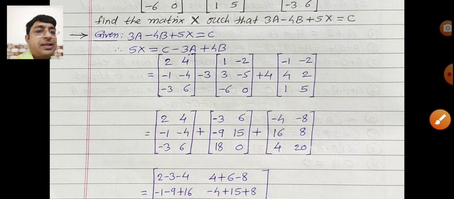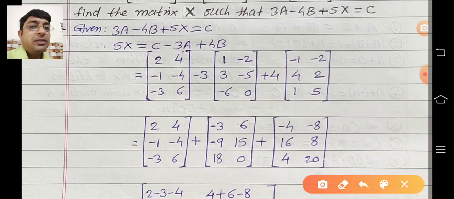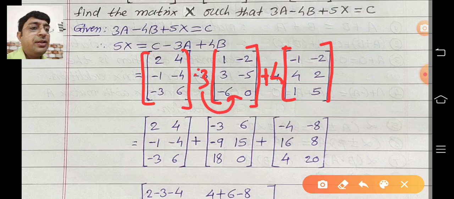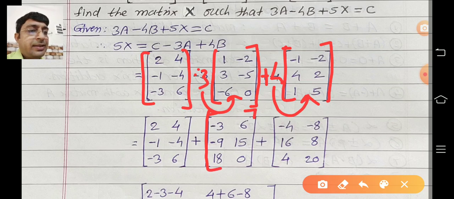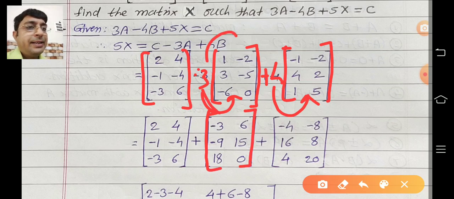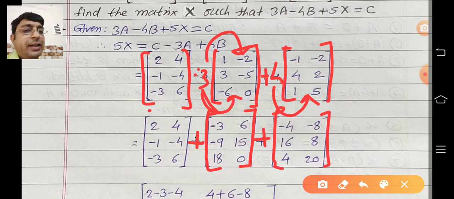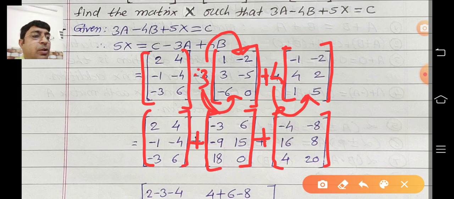Now substitute the matrices. Now matrix C is here, minus 3 into matrix A plus 4 into matrix B. So first of all we are doing the scalar multiplication here by 3 and here 4. We are getting the two matrices here multiplied by minus 3 to the element. So we are making the addition here, plus sign. After multiplication now we are making the addition of the corresponding element.